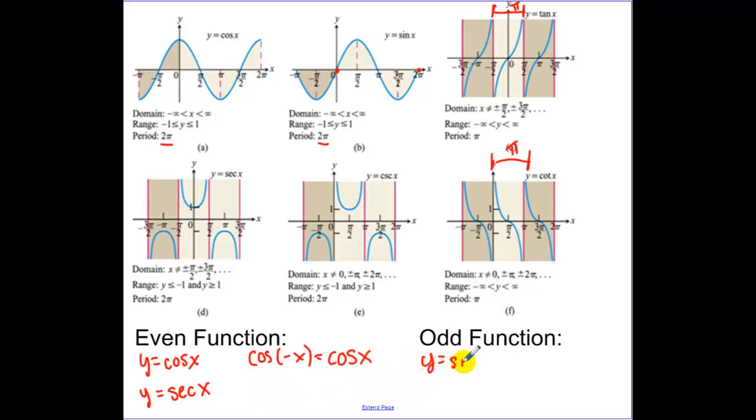y equals sine of x, y equals the cosecant of x, y equals the tangent of x, and y equals the cotangent of x. And remember, our odd property means the negative of the function is going to equal the function of negative x, like negative sine x equals sine of negative x. So that's why that property is also true. And it's true for all of these other trigonometric functions, tangent, cotangent, and cosecant.